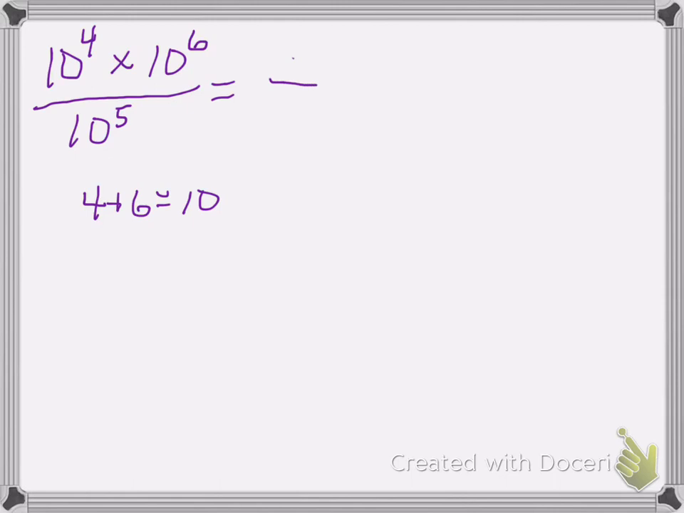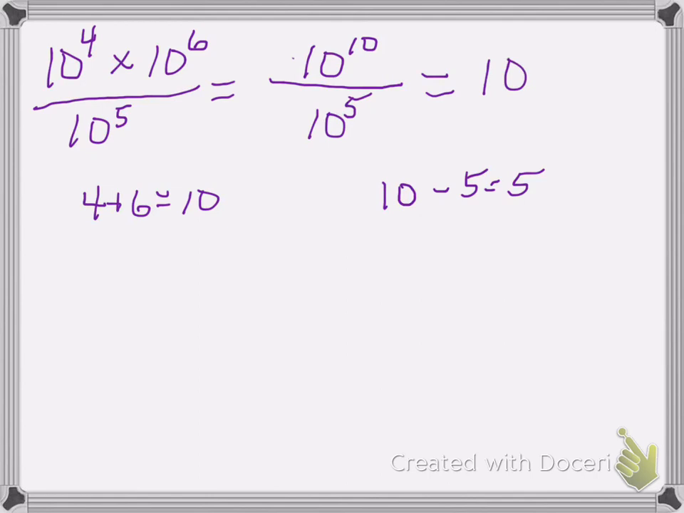And so on the numerator, to multiply 10 to the 4th times 10 to the 6th, I just add 4 and 6, and I get 10 to the 10th over 10 to the 5th. And then for the second part, to finish out the division here, I will do a subtraction of the numerator minus the denominator, which in this case would be 10 minus 5, which is 5, and so I get 10 to the 5th as an answer. And so you can see without a calculator I can multiply and divide exponent numbers.